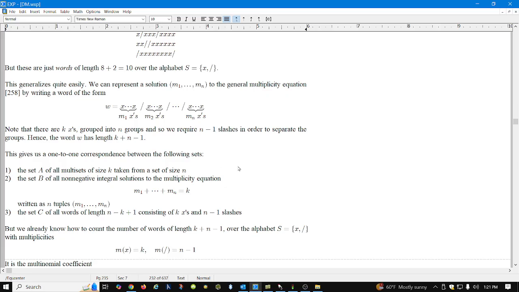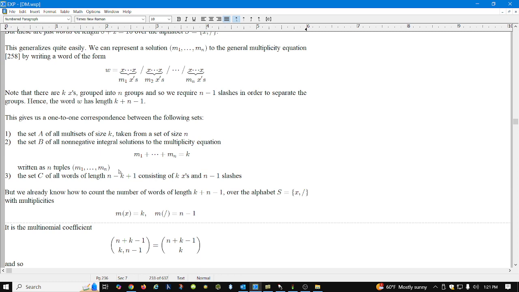So we have a one-to-one correspondence between the following three sets. The set A of all multisets of size k taken from a set of size n. The set B of all non-negative integral solutions to the multiplicity equation, which I've been writing as an ordered n-tuple. And the set C of all words of length k plus n minus 1, consisting of k x's and n minus 1 slashes.